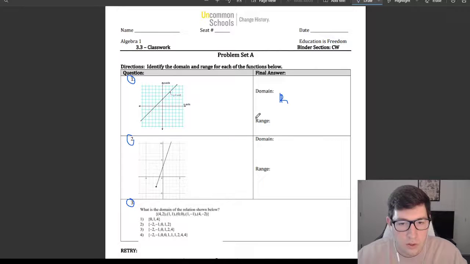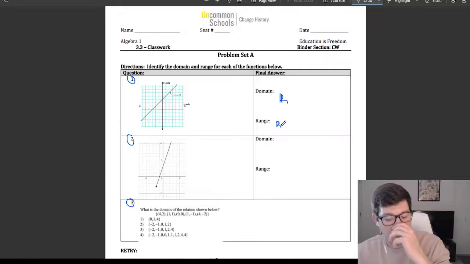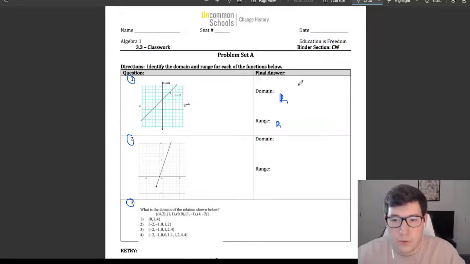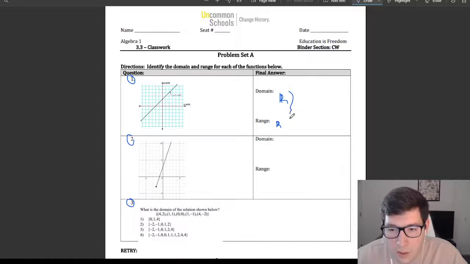And for our range, once again, going up and down, or even looking at our equation, we know there's no restrictions for y. Y is going to end up hitting every single value. And so because of that, hey, you know what? Our range is also going to be all real numbers, just like it was up above. And so again, this comes from the fact that there are no restrictions.